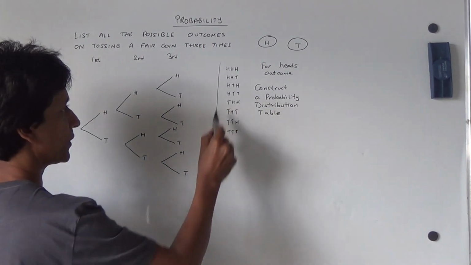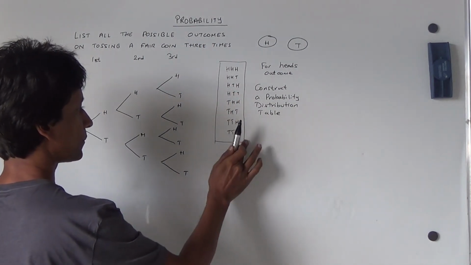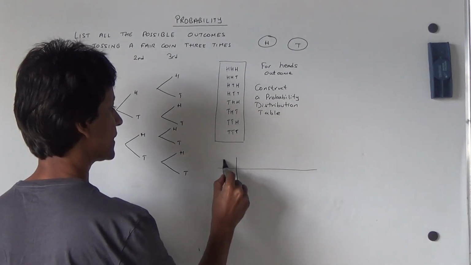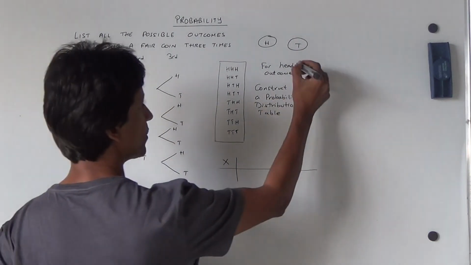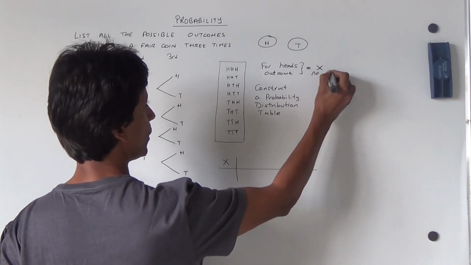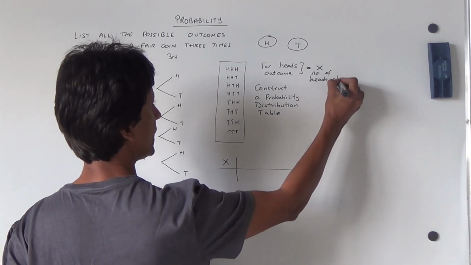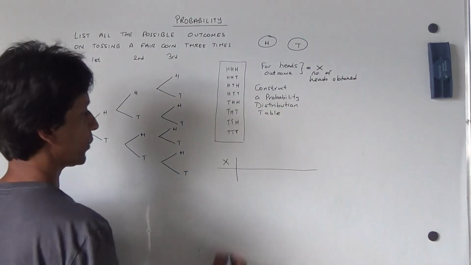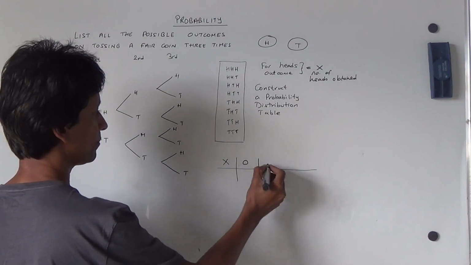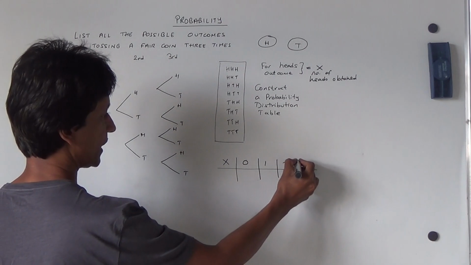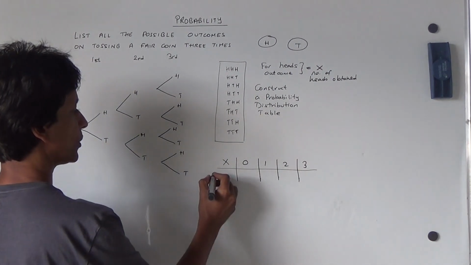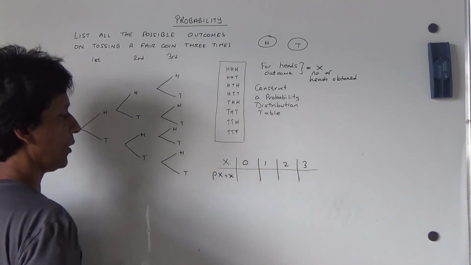Okay, so here are the possibilities. If I have to do this, let X be the number of heads obtained. We can have 0 heads and all tails. Can I have 1 head only? Yes. Can I have 2 heads? Yes. Can I have 3 heads? Yes. So we're going to look at all the probabilities now. So probability of getting X. Alright, so here we go.